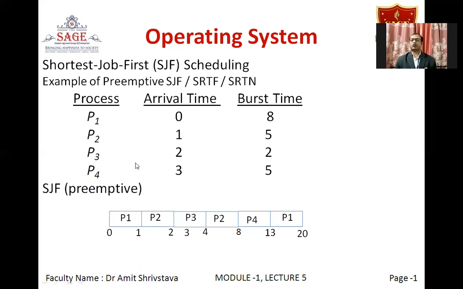We are left with 2 choices, P1 and P4. P1 with 7 unit time interval and P4 with 5 units. Smaller CPU burst is that of P4. So P4 will be allotted next. So from 8 to 13, P4 will be executing. And then the last process is P1, whose remaining time is 7 units. So from 13 to 20, P1 will be executed. So this will be the Gantt chart for preemptive SJF.